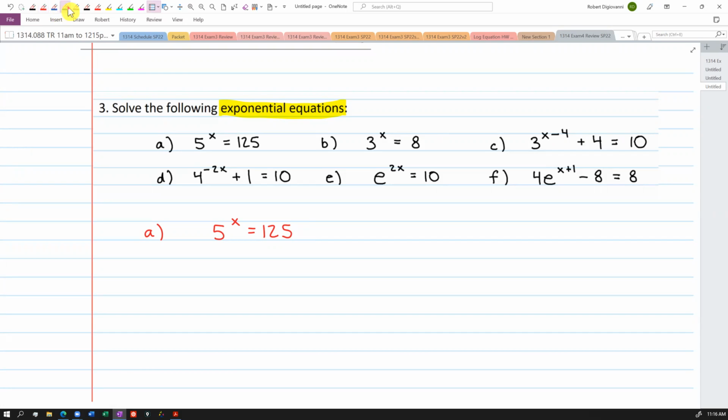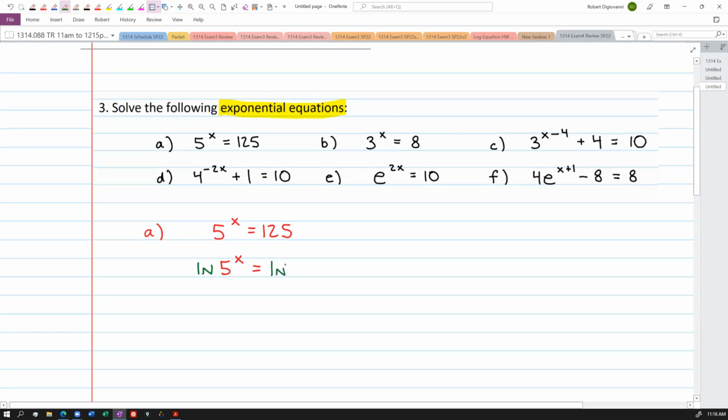So the procedure is you want to get that x out of the exponent, so you have to bring in the natural log on both sides of the equation. And the reason we do that is because of that very important property of logs, that now we can take whatever's up here and pop it out front. So what we're left with is the x in front times natural log of 5 equals natural log of 125.